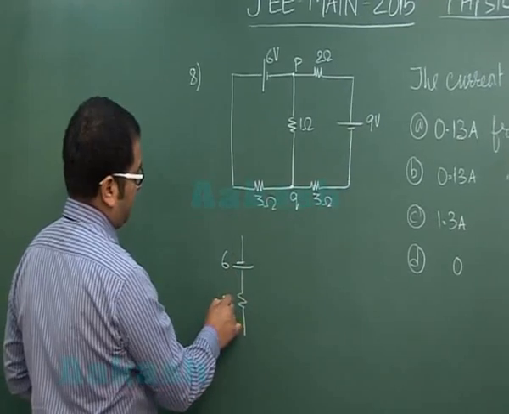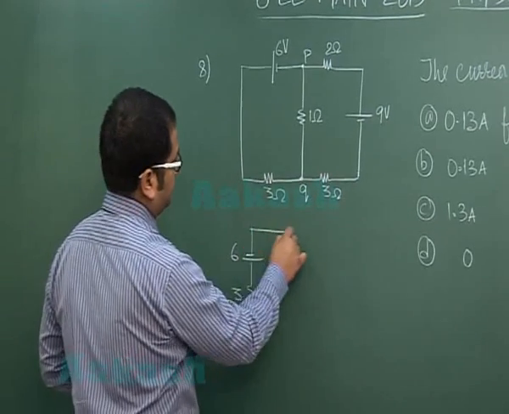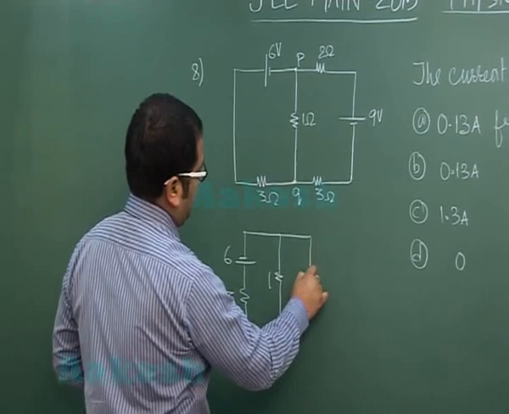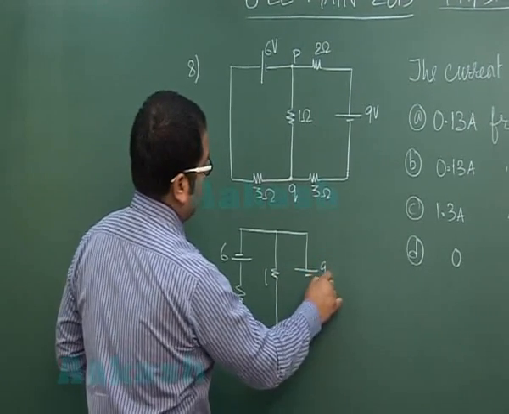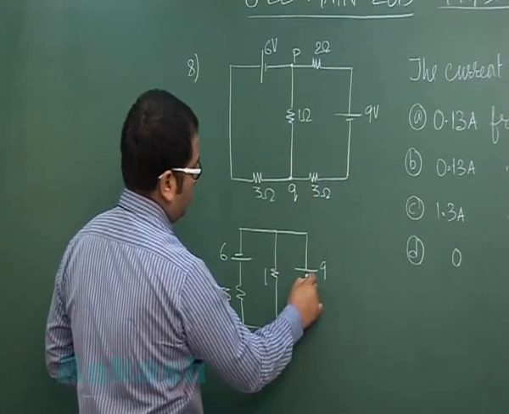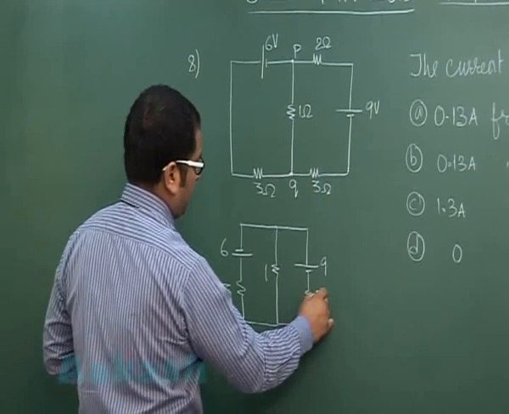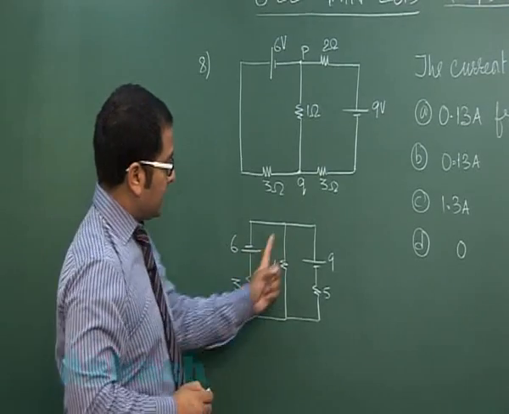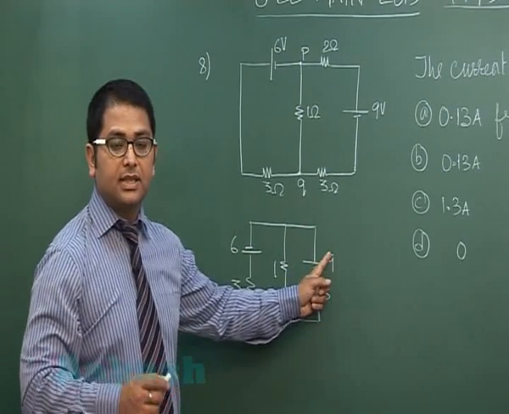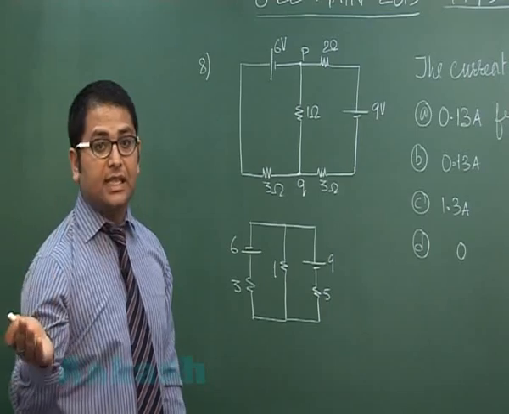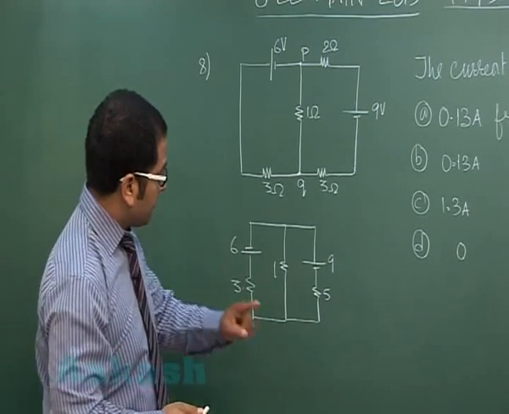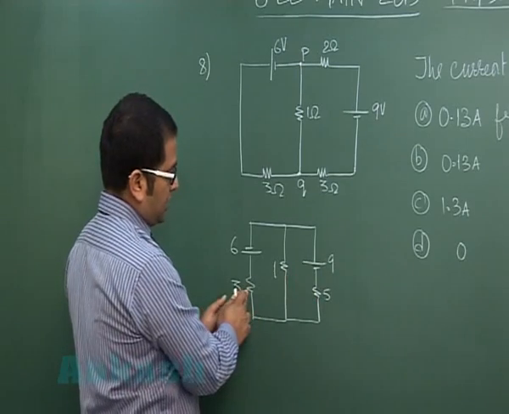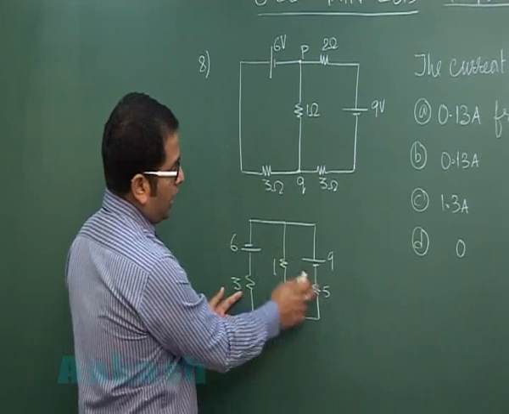That's 6, that's 3 ohm, this is 1, and here comes 9 volt, and 2 plus 3, that would be 5. Now we need to calculate the current across this. So this and this can be taken in parallel, which is E1R2 plus E2R1, but this time that would be minus because the polarities are opposite. So E1R2 is 27, E2R1 is 30.